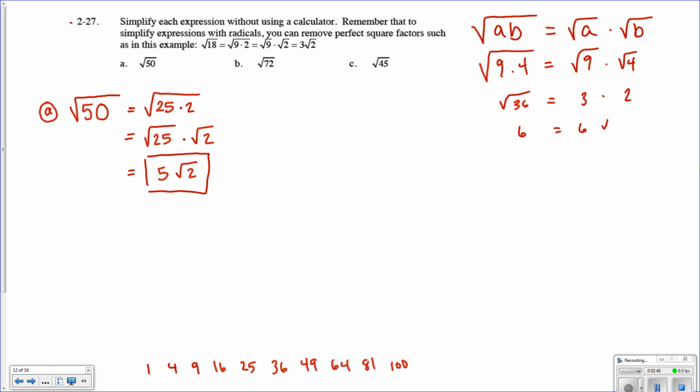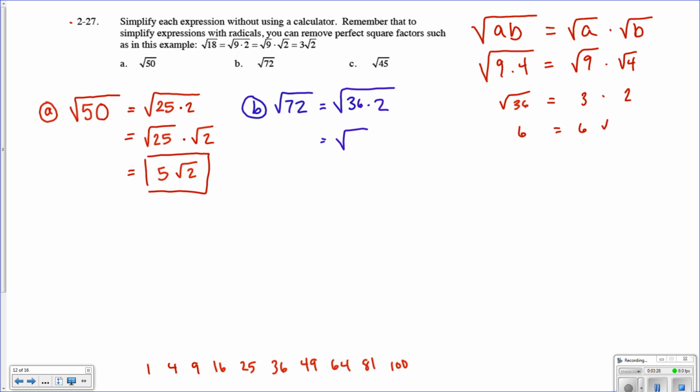Let's look at B. We've got the square root of 72. Now as you look at it here, you could break this one down. There's several perfect squares that go into 72. 4 goes into it. 9 goes into it. We also have 36 goes into it. And since 36 is the biggest one, I'm going to go ahead and use it. So the square root of 72 is the same thing as the square root of the product 36 times 2.